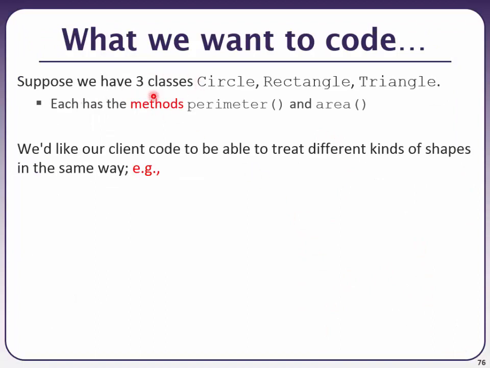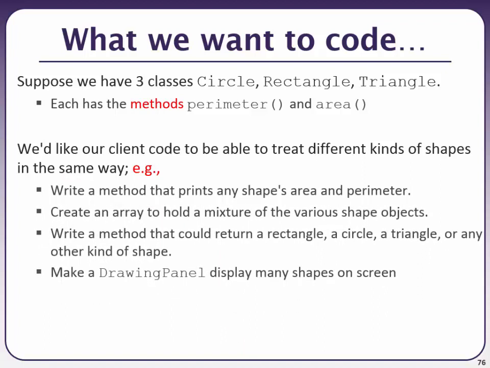So what do we want to code? Those three subclasses, each has the methods perimeter and area. Very well. Now what we want is, and this is where polymorphism is going to come into play, we want the client code, the code that is going to use those subclasses, to be able to treat different kinds of shapes the same way. That's really what we have been doing in the previous video with Employee. That's the whole point of polymorphism, right?